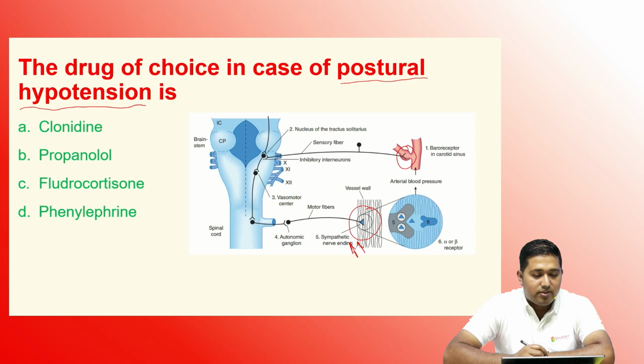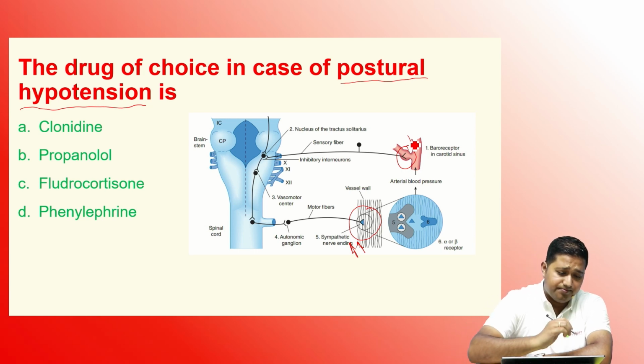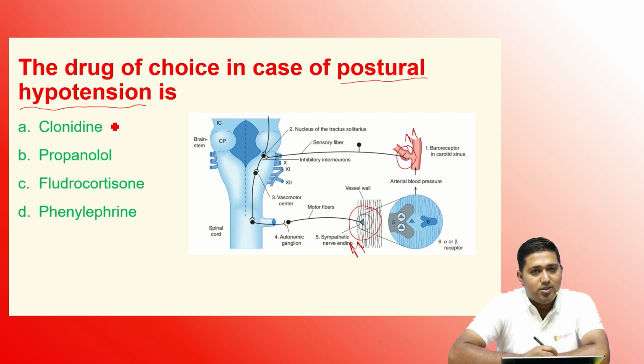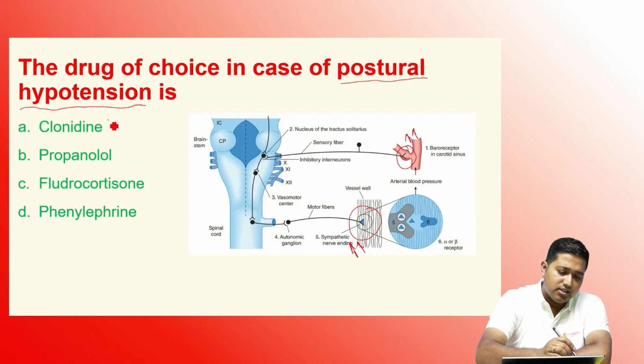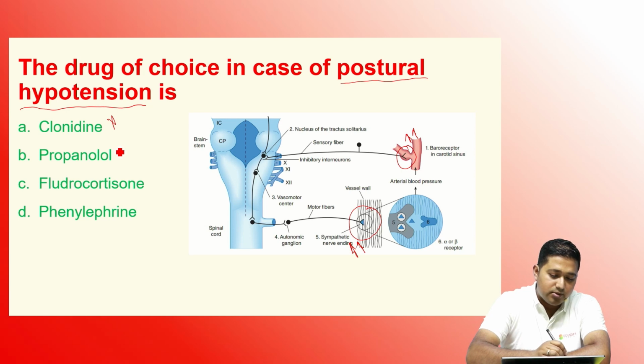If we talk about our options, clonidine is an alpha 2 agonist. It blocks the sympathetic outflow, so this cannot be our answer. Similarly, propranolol is a beta blocker. It is going to decrease all the activities of beta receptors. So again, this cannot be our answer. Talking about phenylephrine, yes, it's a vasoconstrictor. It acts through the alpha 1 receptors. It causes vasoconstriction.